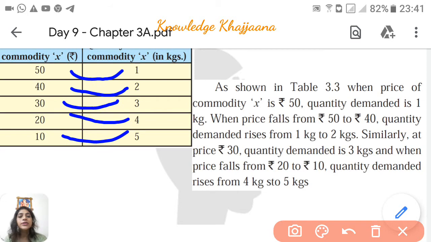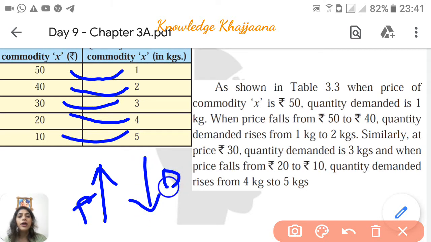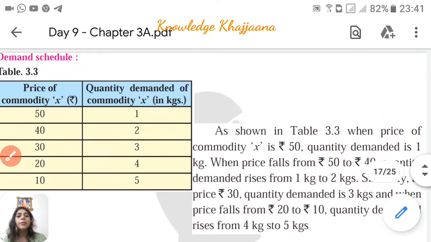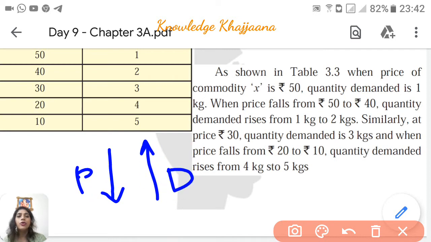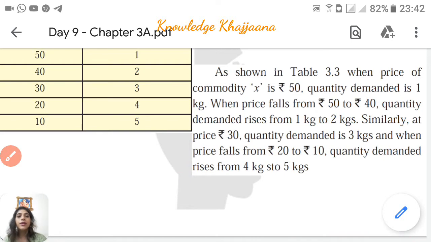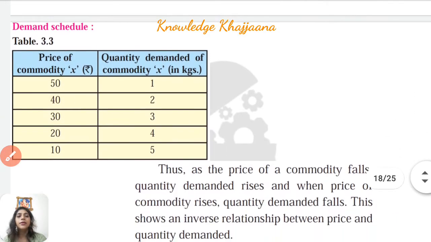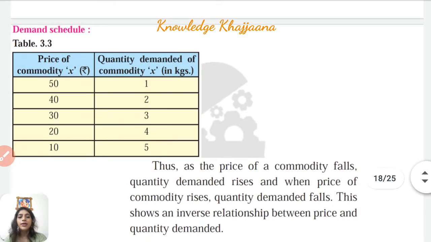Okay, see, what does this mean? With the increase in the price, there is a decrease in the quantity demanded, and with the decrease in the price, as the example has shown, there is an increase in the demand. Okay, now see, this is the tabular data, that is the demand schedule.